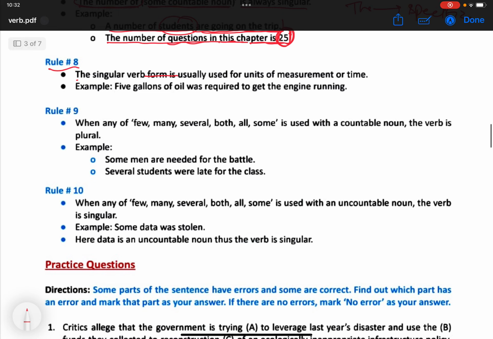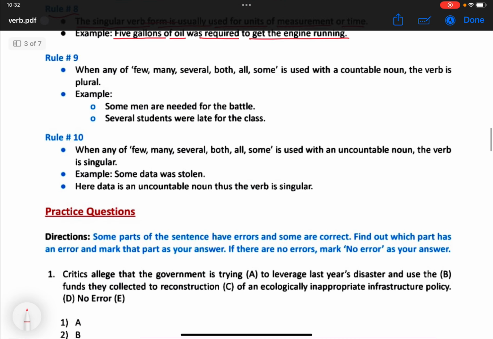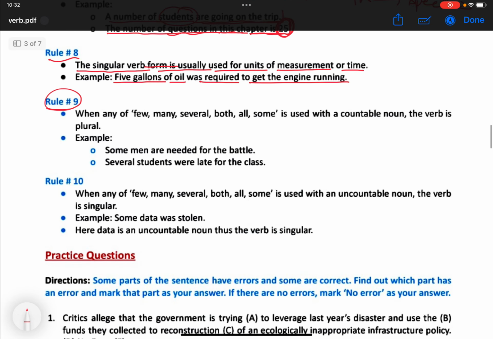Rule number 8. The singular verb form is usually used for units of measurements or time. Example, 5 gallons of oil was required to get the engine running. Rule number 9. When any of few, many, several, both, all, some is used with a countable noun, the verb is plural. Example, some men are needed for the battle. Several students were late for the class.